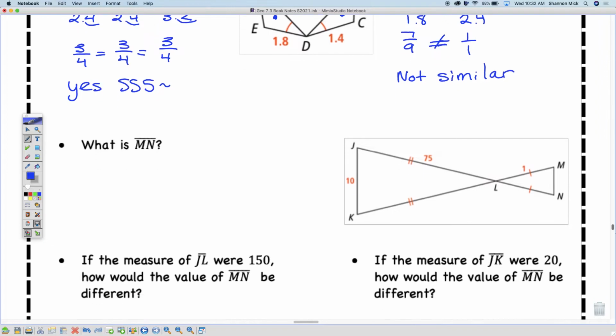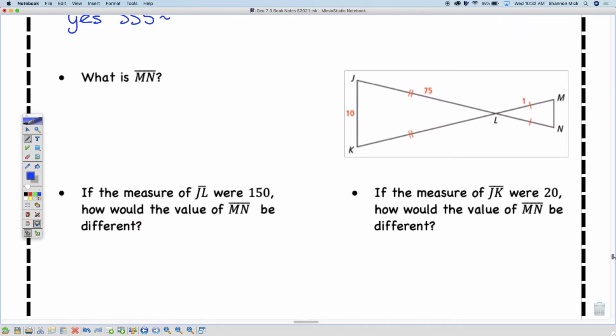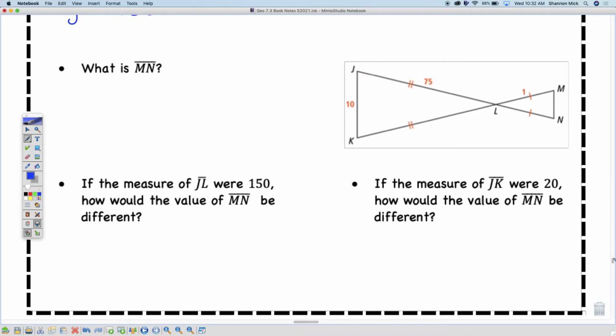I think it's our last one. Oh, no, we got more. Look at all those. Okay. We're going to use the same picture though. Okay, what is MN? Well, first I have to know that it's similar, don't I? It's similar. Okay, if they are similar, what's MN?